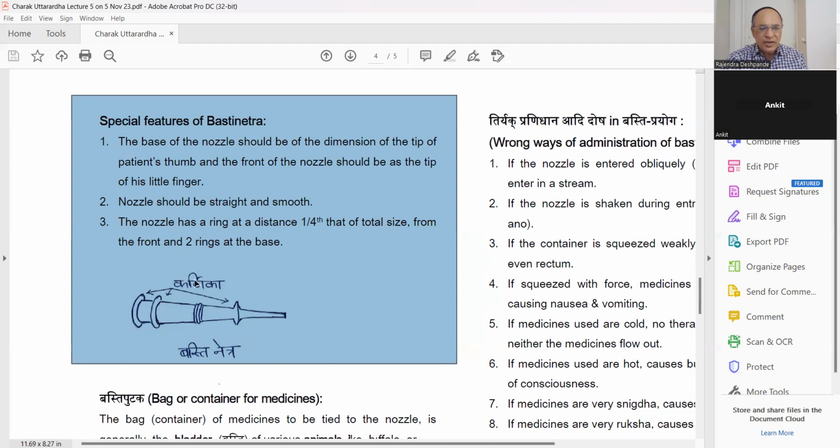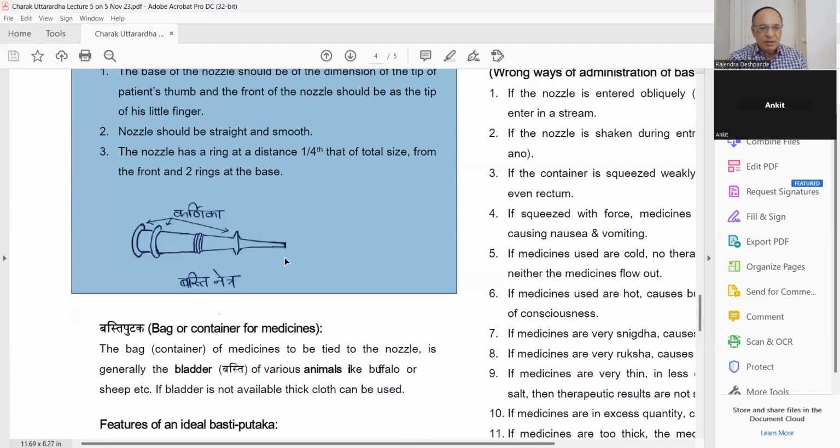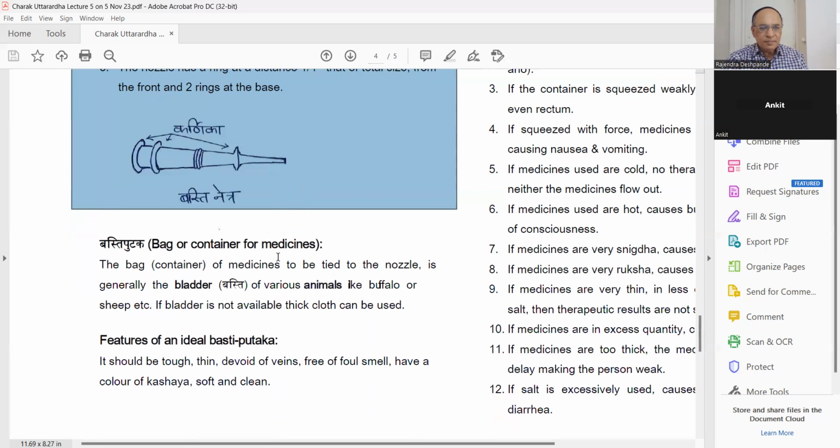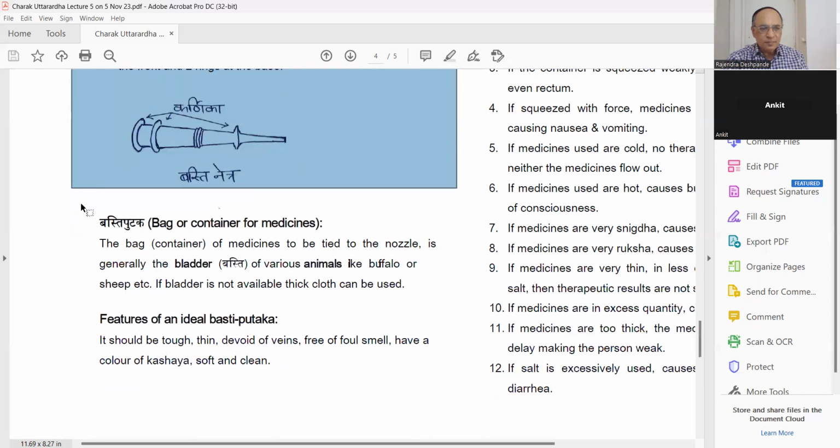Okay, the nozzle should be straight and smooth. The nozzle has a ring at a distance of 1/4 of the total size from the front, and 2 rings at the base. So these are the rings you can see over here. Okay, next, Basti Putaka. Next is the Basti Putaka.